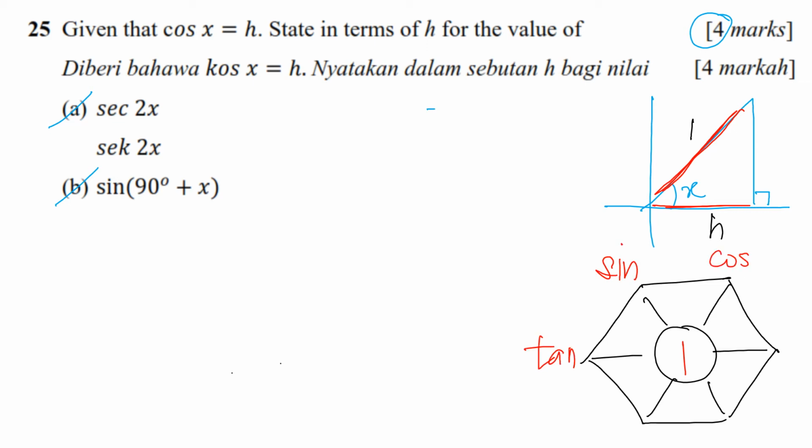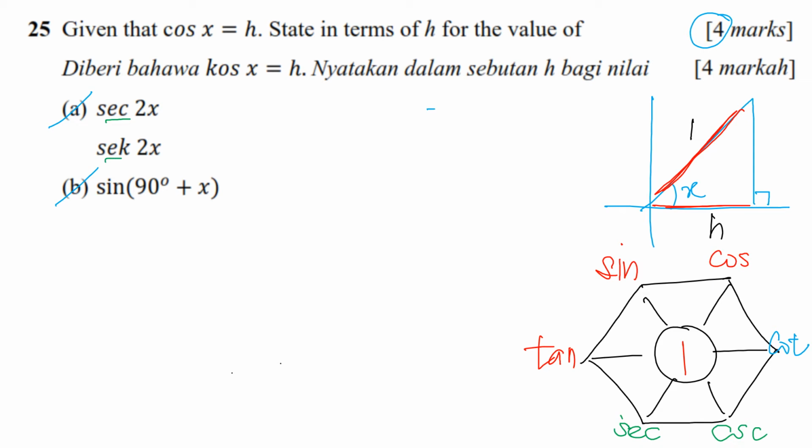You see how I rhyme this? Sine over cos equals tangent. I start with that. Then after that, 1 over tangent is cotangent. 1 over sine shall be cosecant. Then 1 over cos is secant. SEC, secant, or SEK, you may write it as.